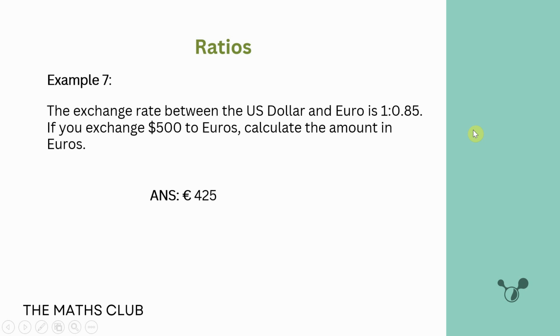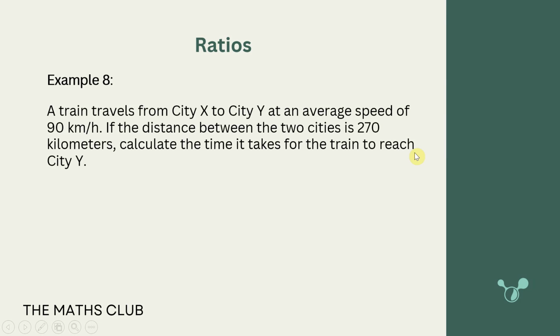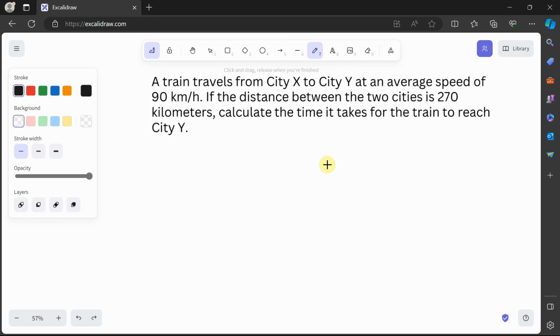425 euros. Great. And the last question about this says that a train travels from city X to city Y at an average speed of 90 km per hour. If the distance between the two cities is 270 kilometers, calculate the time it takes for the train to reach city Y. It's just a modification of what we just treated in the previous example.